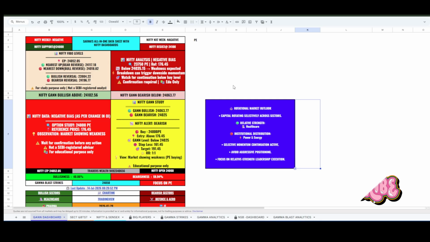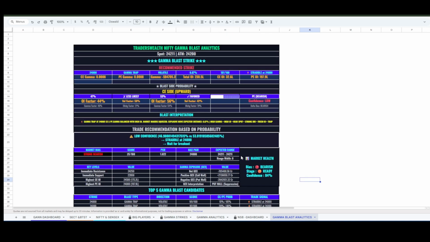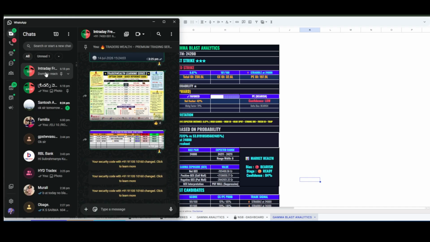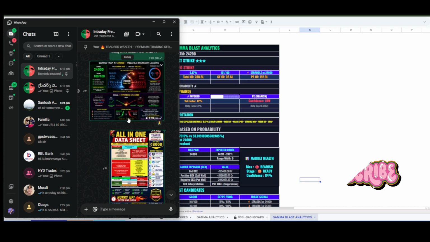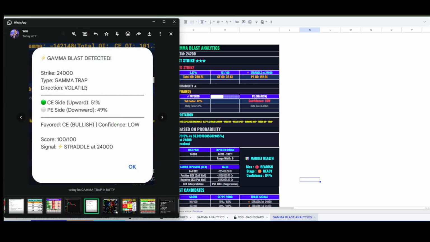This is called the Gann dashboard, and this is Gamma analytics. This is very useful on expiry day, every expiry day of Nifty. For example, today we had a gamma study, and this gamma study has shown us since morning, or even since yesterday, that it was very narrow and no gamma blast happened today. The result we got was: gamma blast detected, but 24,000 gamma trap. It was a gamma trap rather than a gamma blast.